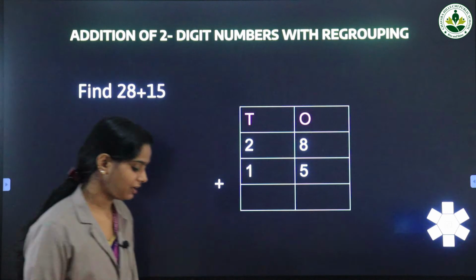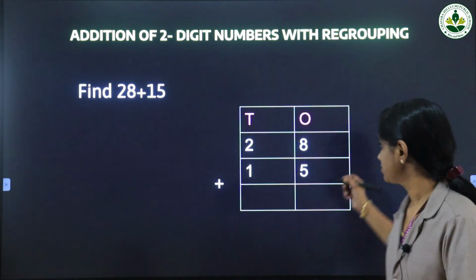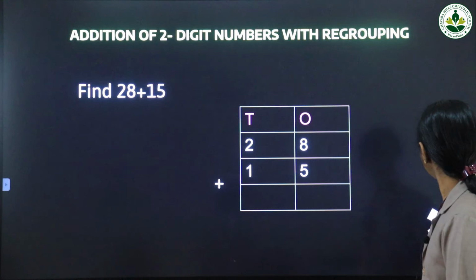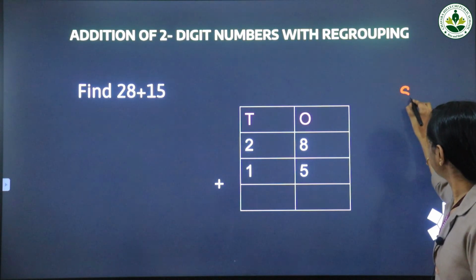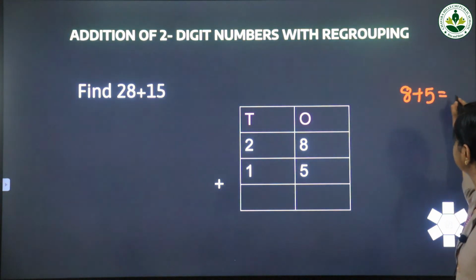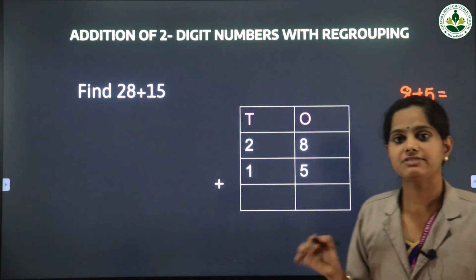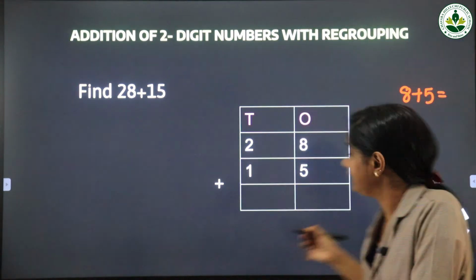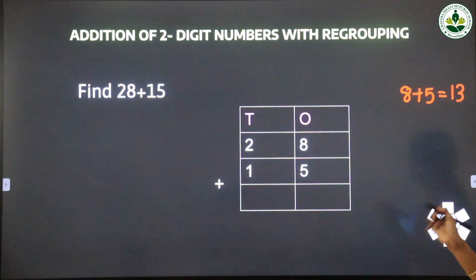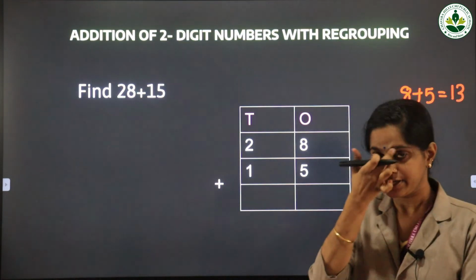Okay, let us start our addition. We start from which place? The digits in the ones place. First we add the digits in the ones place. 8 plus 5. We know that 8 plus 5 is equal to 13. Look here, 13 is a 2-digit number.